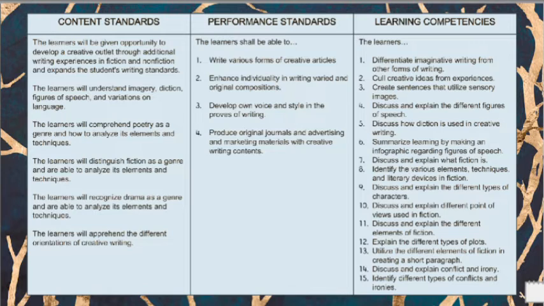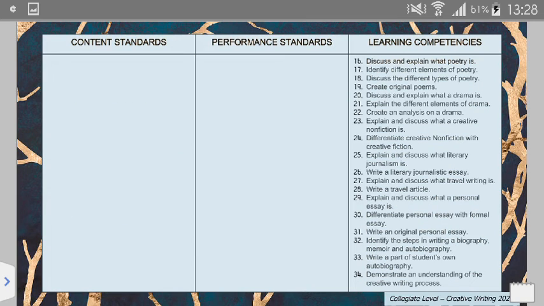Then in our syllabus, we have again the continuation of fiction, the elements of conflict and irony. We have the learning competencies: discuss and explain conflict and irony, and identify different types of conflicts and irony. And for the next lesson, poetry, we have the learning competencies: discuss and explain what poetry is, identify different elements of poetry. We can also have the continuation of poetry in our syllabus, which is the different types of poetry. We can have the learning competencies: discuss the different types of poetry, and create original poems.